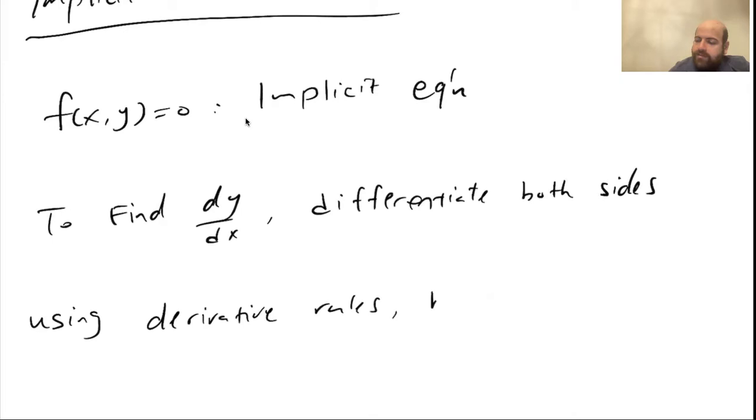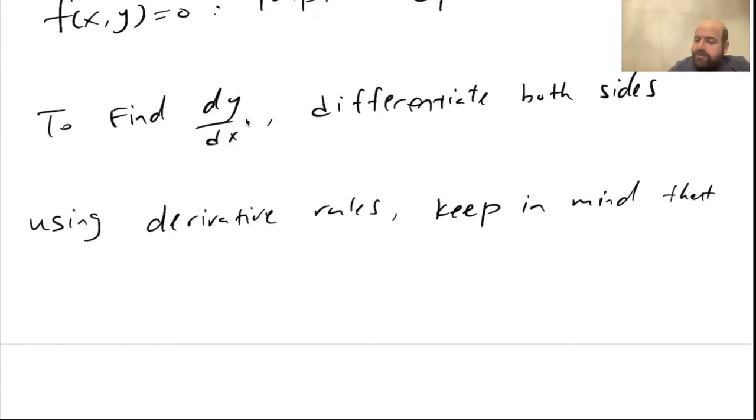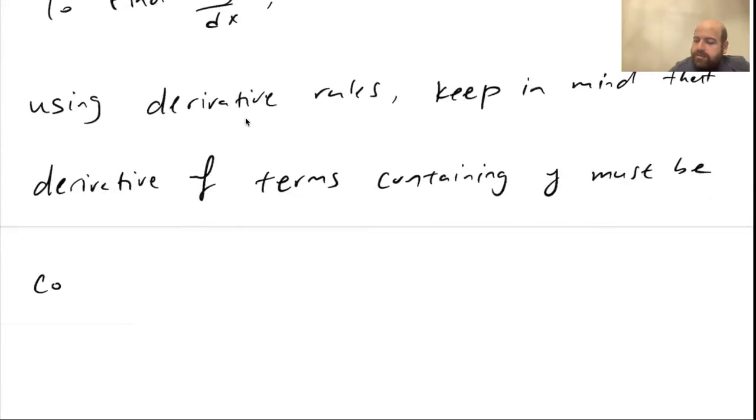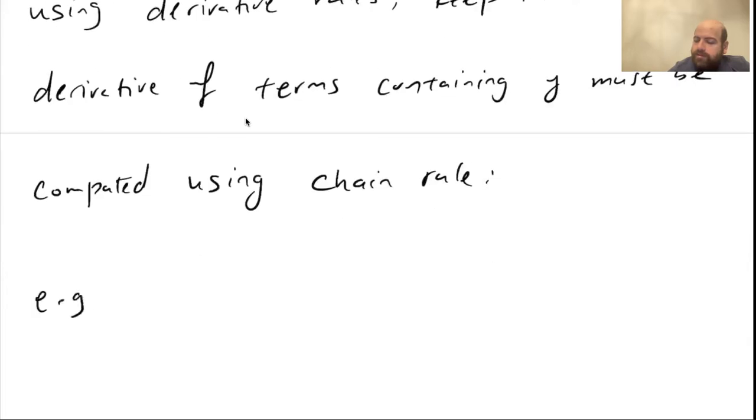And keep in mind that the derivative of terms containing y must be computed using the chain rule. So for example, let's say you have sine y equals x times e to the power y, and let's say you want to find y prime or dy over dx.